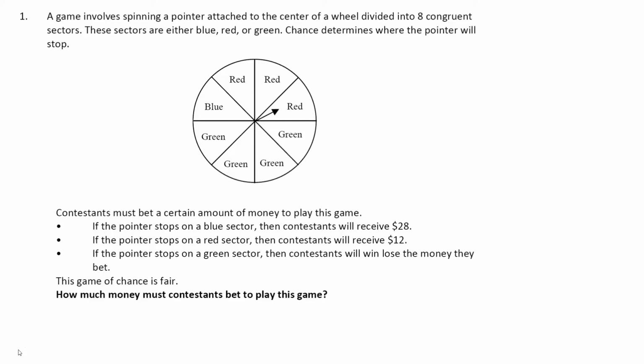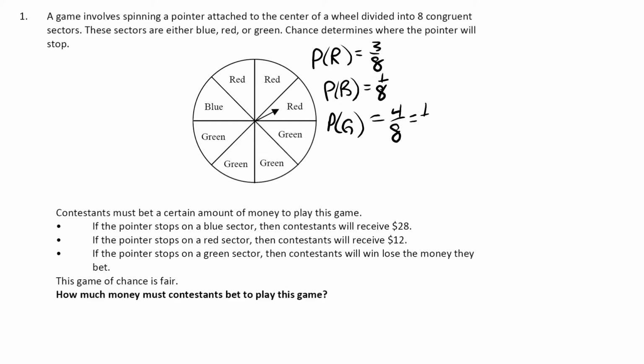So we're told the game is fair, which means our mathematical expectation will be 0 when we calculate that out. Let's look first of all at the probabilities that we're going to be working with. Since we've got 3 of 8 segments that are red, our probability of red is going to be 3 out of 8. Our probability of blue, there's just 1 segment, so our probability of blue is equal to 1 out of 8. And the probability of green is the remainder, which are these segments here. So our probability of green is 4 out of 8, or 1/2.